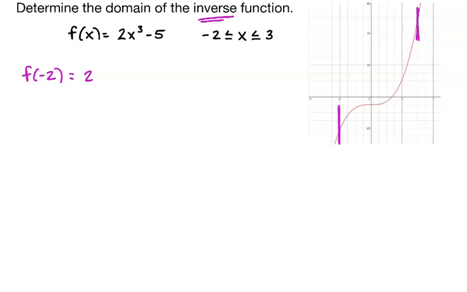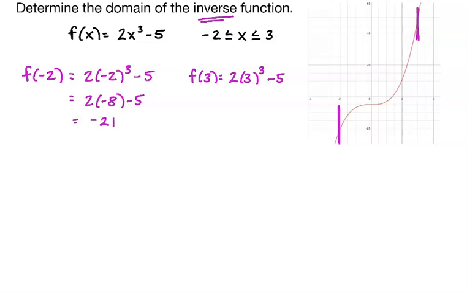I'm going to plug in 2 times -2 cubed minus 5. So we've got 2 times -8 minus 5, which gives us -21. If I do the same thing with 3, f of 3 is 2 times 3 cubed minus 5. So 2 times 27 minus 5, we've got 49.